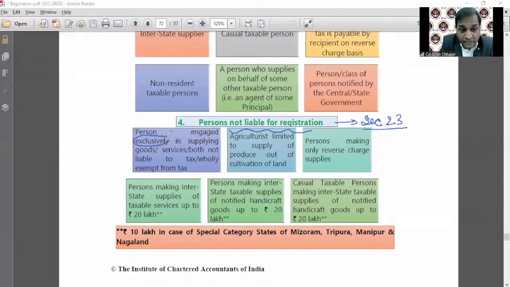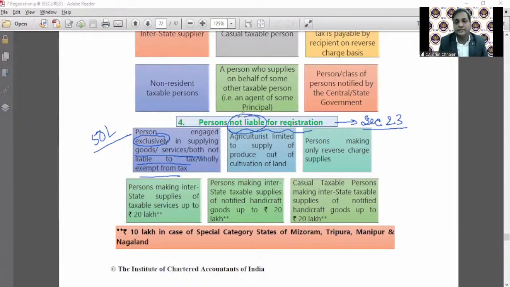Person engaged exclusively. Again, the word exclusively is there. In supplying goods or services or both which is not liable to tax or fully exempt from tax, irrespective of my turnover, I am not required to take registration. Assume that I am making only exempt supply. My turnover is 50 lakh rupees. Do I need to take registration? The answer is no. Why no?